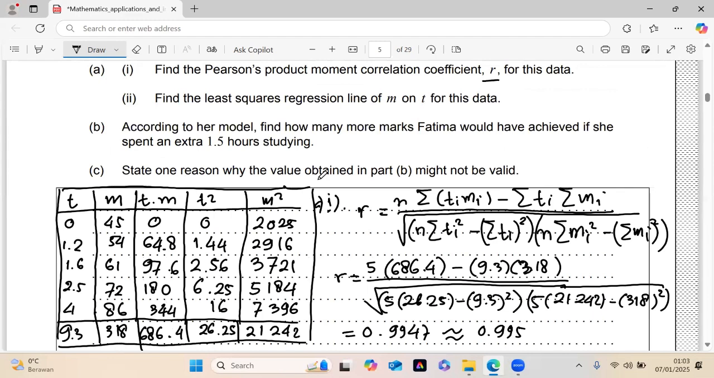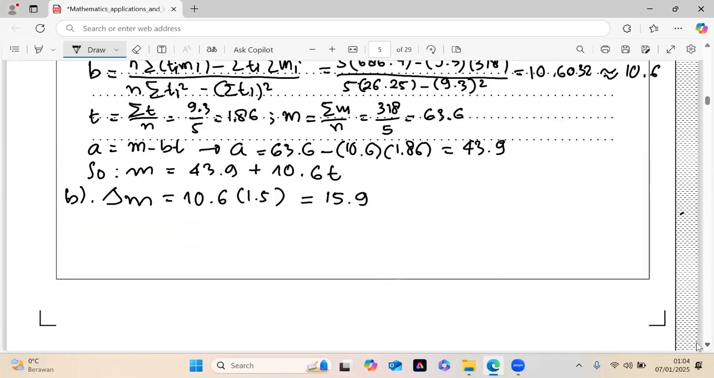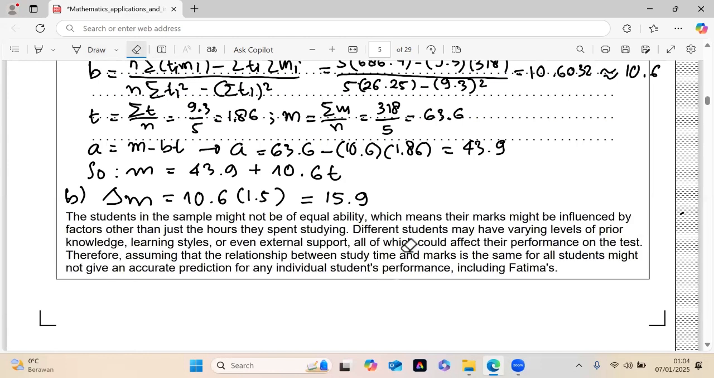State one reason why the value obtained in Part B might not be valid. I have provided my explanations about this question, and this is my explanation. Okay, this is Part C. You may copy or you may add something into this briefly explanations, or if you have a different opinion, you may write based on your opinion.